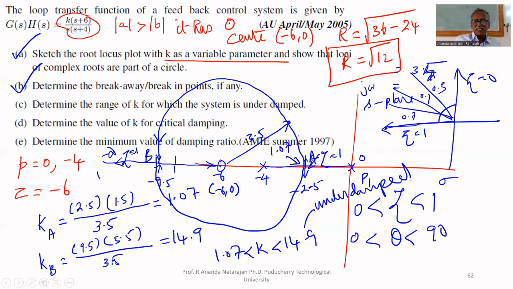The system is sluggish. So less than 1.07 is overdamped. It is not asked, but sometimes if it is asked, you have to write it: less than 1.07 overdamped, greater than 14.9 overdamped.